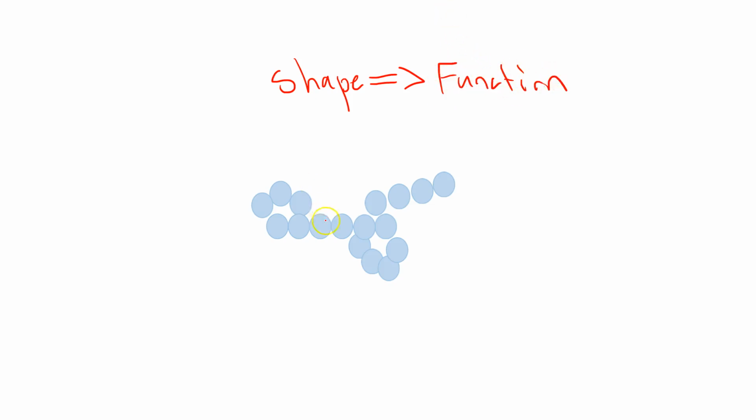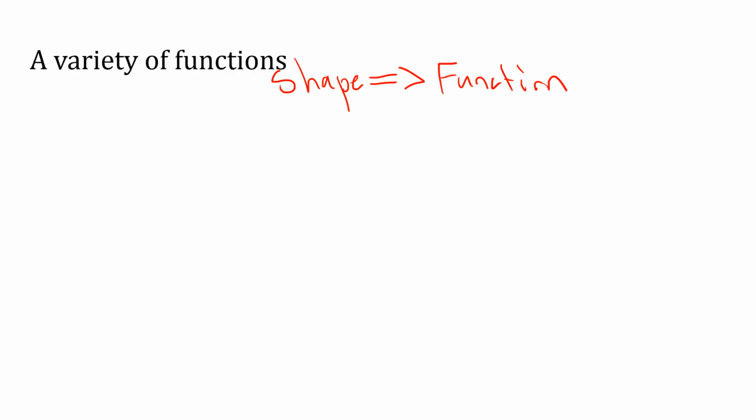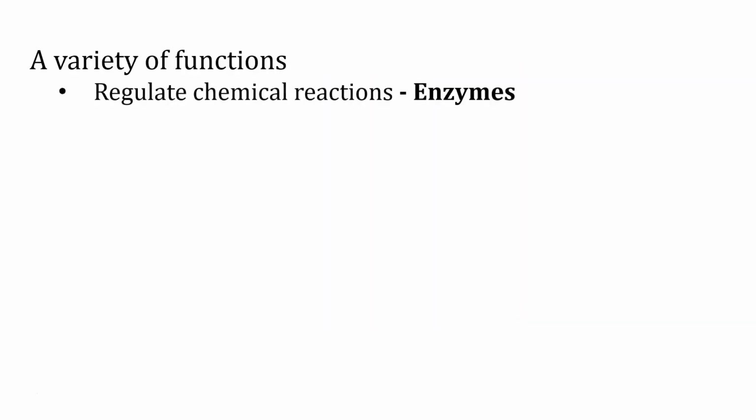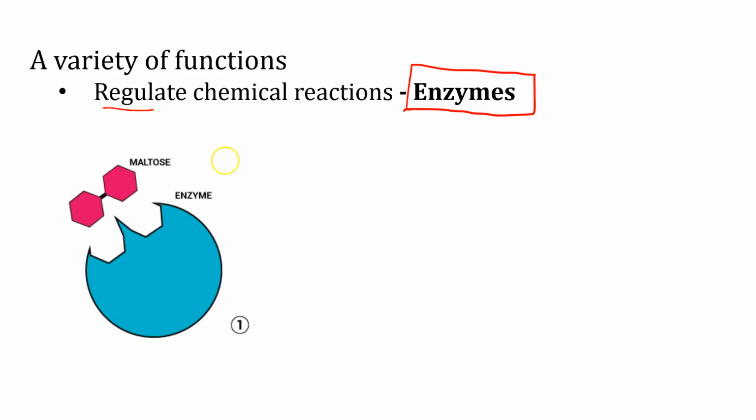For proteins, it's important to remember that the shape will determine the function of the protein. This is just a small example, but in reality, these amino acid chains can be quite long, and when they fold up, they can fold into pretty complex structures. Proteins have a variety of functions. The first is that they help regulate chemical reactions. The class of proteins that does this are known as enzymes. And for example, an enzyme looks something like this.